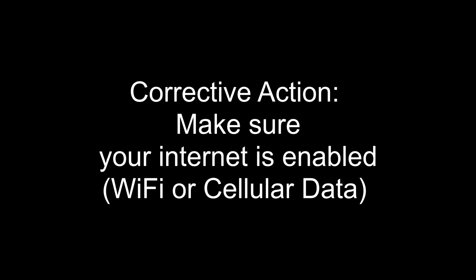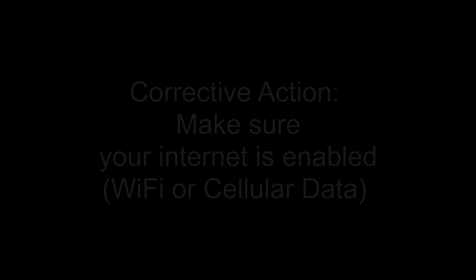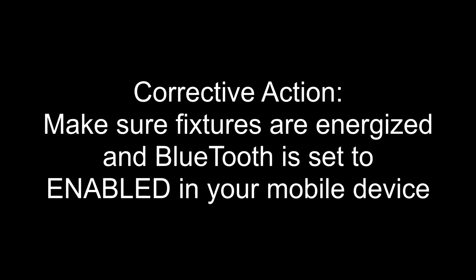If you are not able to sign into the Clarity app, check your mobile device and ensure that internet is enabled. Enable your Wi-Fi and/or cellular data. If you do not see nLIGHT Air devices on your Clarity app, make sure your fixtures are energized and check Bluetooth and make sure that it's set to enable in your mobile device.